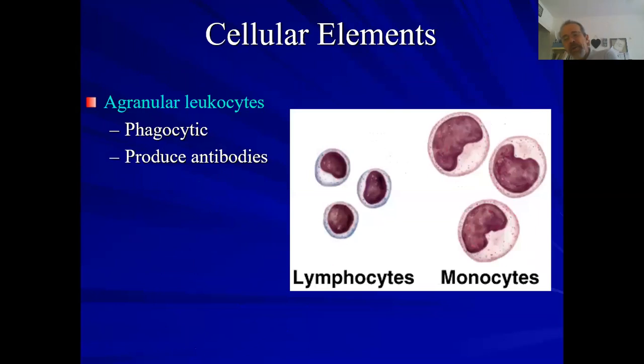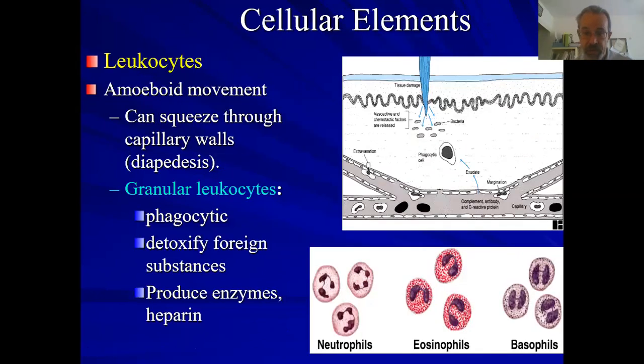Then we have the agranular ones, which are ones that don't have any observable granules. Now, there are granules there, as you can see. I mean, all cells have granules, whether they're vesicles or whatever, but you can't see them with these cells. They're very small, whereas these, under the microscope, they're very clear, as those of you that have taken anatomy or looked on Google Images.